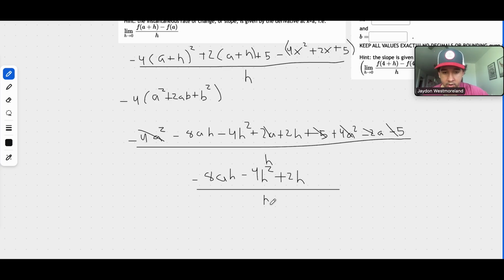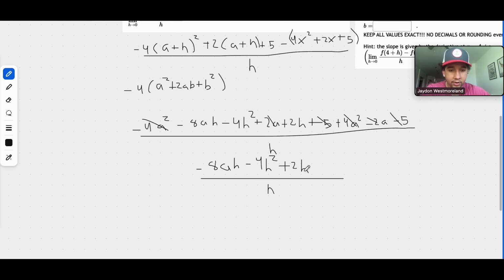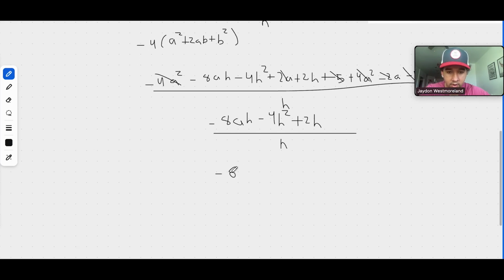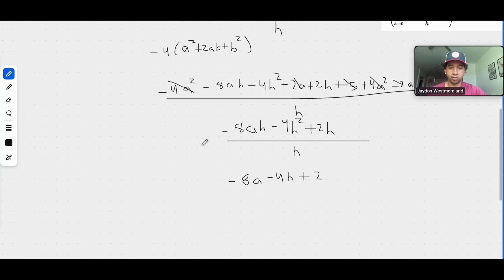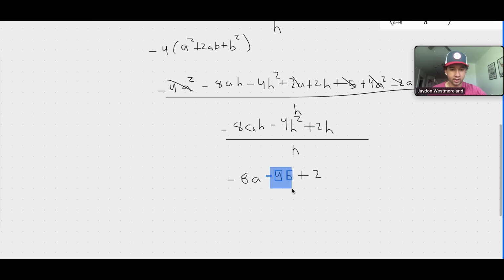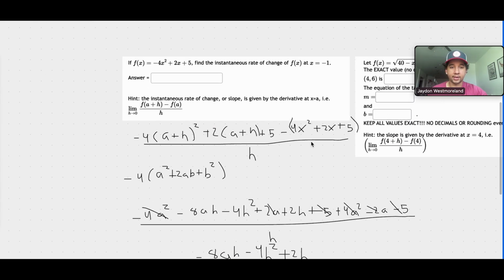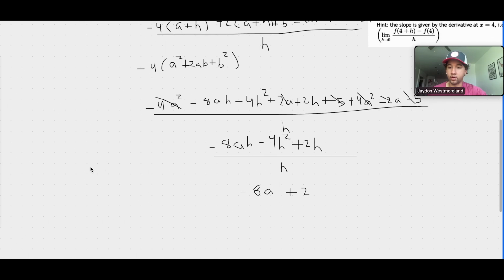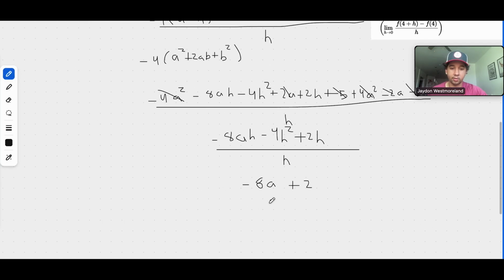over h. Cool. Now notice how all these have an h term, so I could take that out. I'm going to factor it out of everything, reduce essentially, and that's going to give me this. Now remember, it's as h is approaching 0, right? The limit as h is approaching 0. So this term basically erases itself. Okay, and then the last thing here is as x is approaching -1, so I'm going to replace a with -1, which is going to give me 8. And 8 plus 2 equals 10.